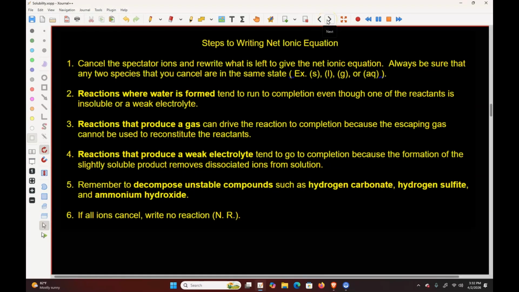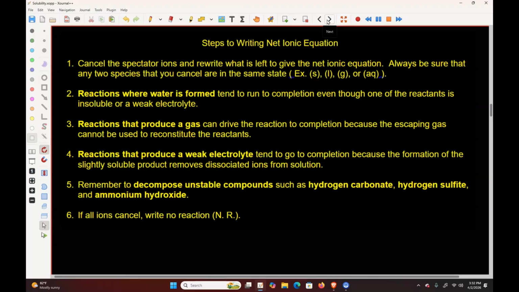When writing net ionic equations, we cancel out the spectator ions and write what is left to give the net equation. Always be sure any two species that you cancel are in the same state, such as solid, liquid, gas, or aqueous. Reactions where water is formed tend to run to completion even though one of the reactants is insoluble or a weak electrolyte. By the removal of the water, the reaction is forced to continue.